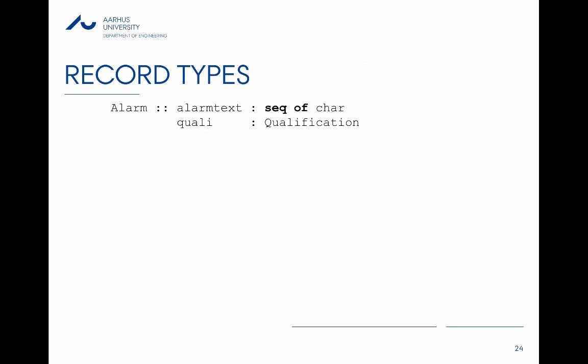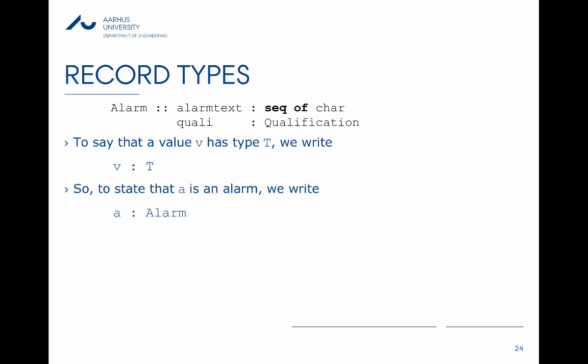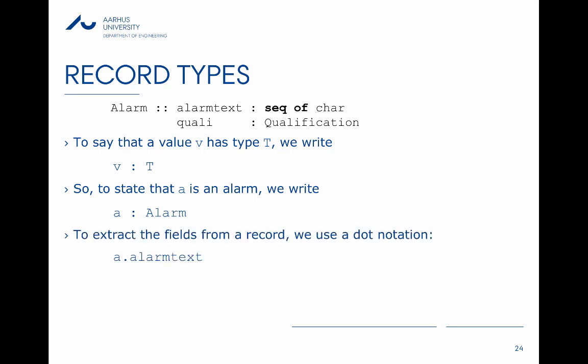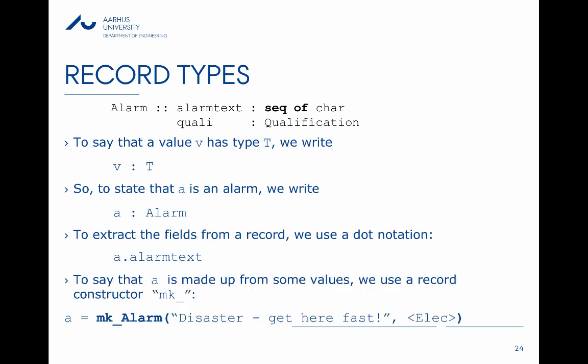Now, a record type like this, alarm, means that for a value V of this type T, we can write V:T. So if we want to state that A is an alarm, we write A:Alarm. And in order to extract the fields from a record, we would use the selector alarm text. We use a dot notation, so A.alarmtext would give us an alarm text.